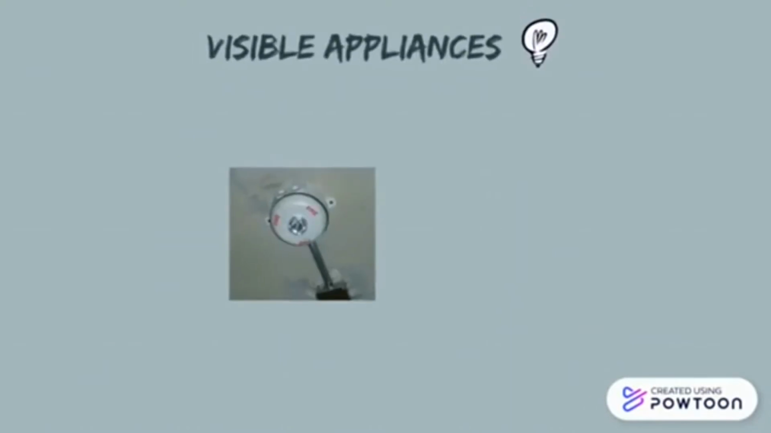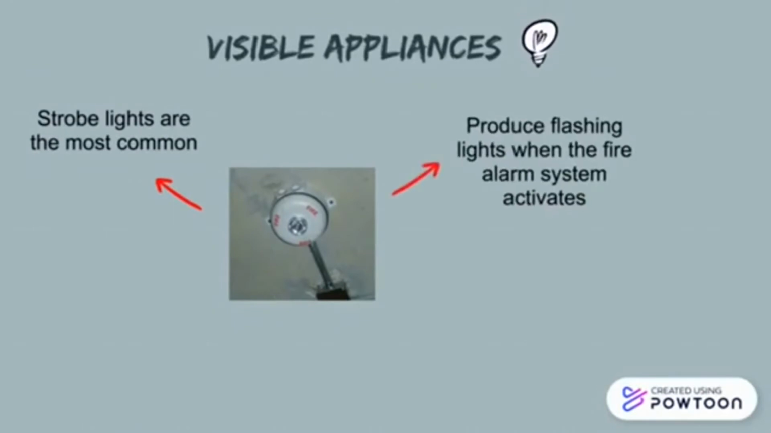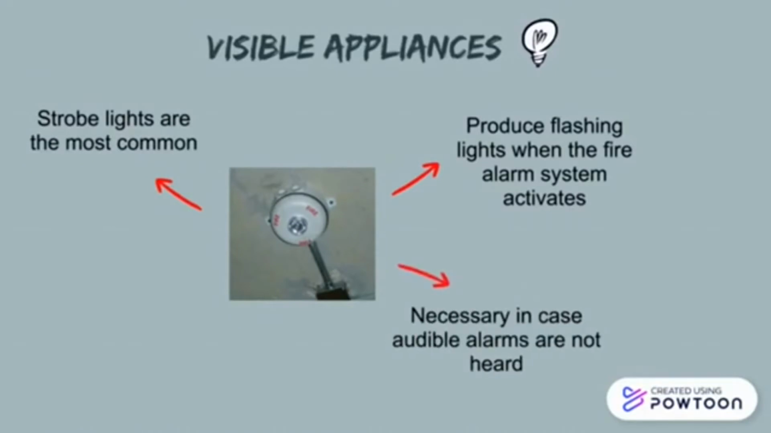Visible appliance. Strobe lights are the most common. They produce flashing lights when the fire alarm system activates. Necessary in case audible alarms are not heard.